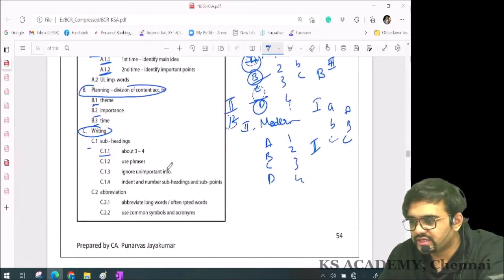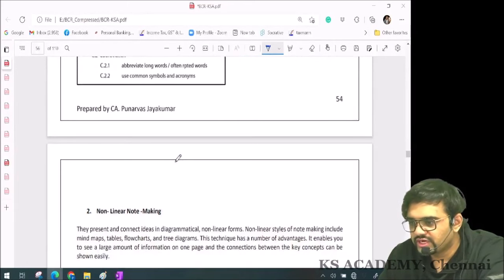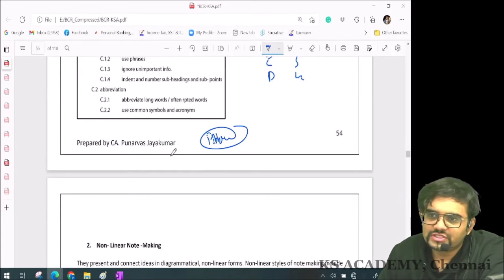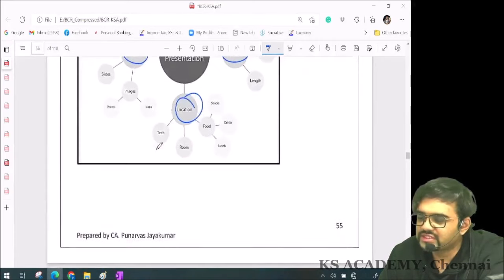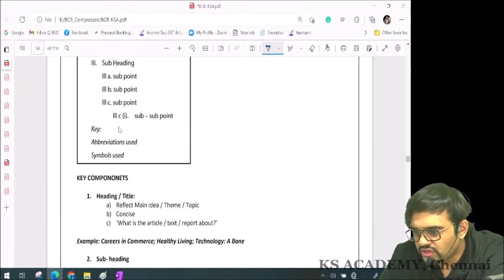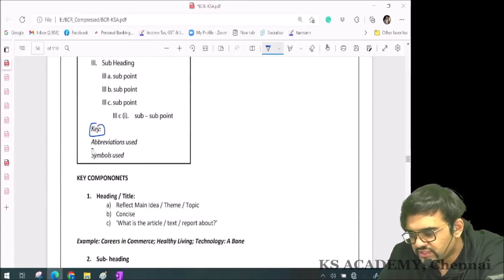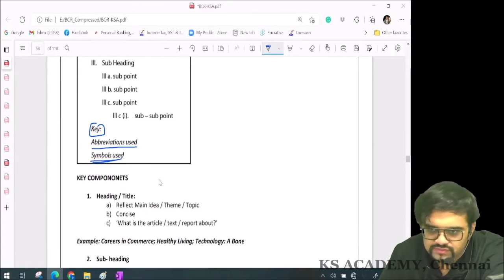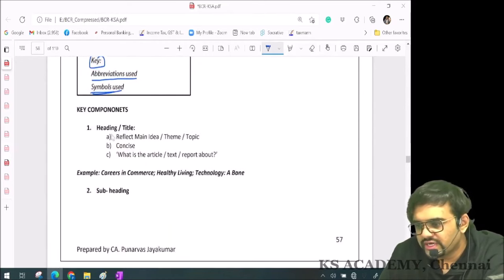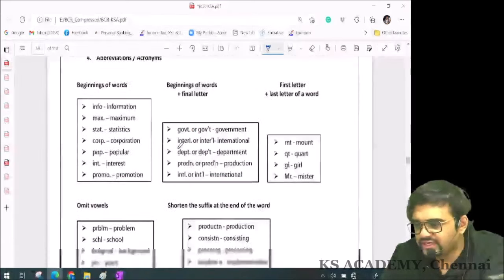So like this you should write. Guys, it's not just this. You also have to give the abbreviation. Abbreviation of long words. You should condense long words into short forms. Is there any format for that? Nothing like that. But some hints I can give you. You will have to give a key. In the key you will say abbreviations used and symbols used. What are the abbreviations that I have used here? What are the symbols that you have used? That is what you will give here. The heading and title reflect the main idea, theme, and topic, concise, what the article is all about. This is the abbreviation.